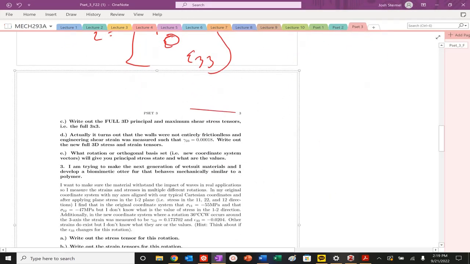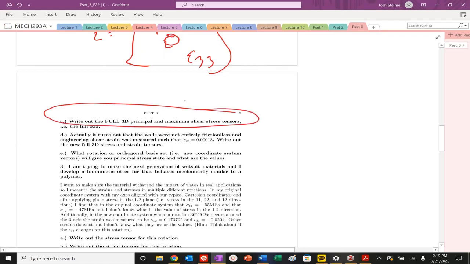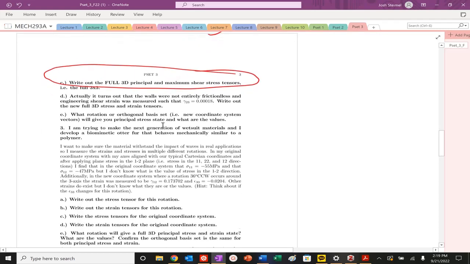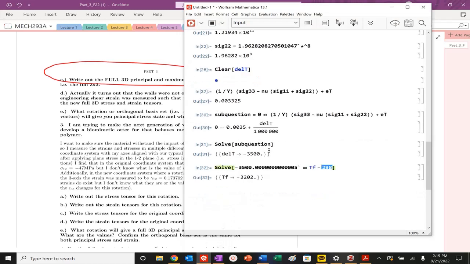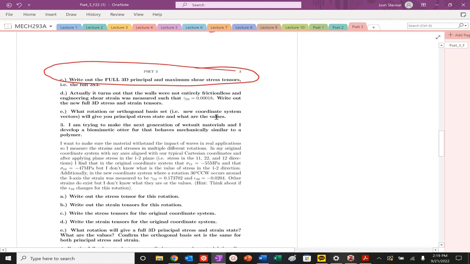So write out the full 3D principal and maximum shear stress tensors, i.e. the full 3x3. So we are in the principal stress state. Right now, that is the principal stress state that we are in. So we don't have to do anything because we only have normal stress values. And then we know that we could actually get to maximum shear by a rotation.